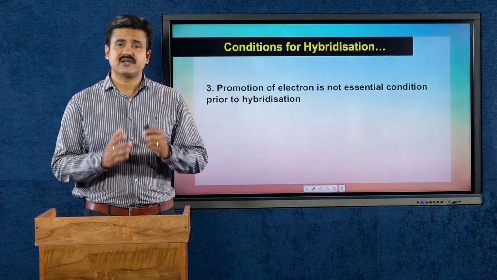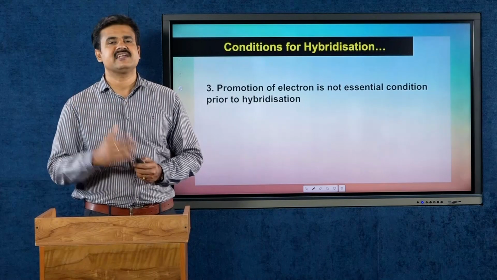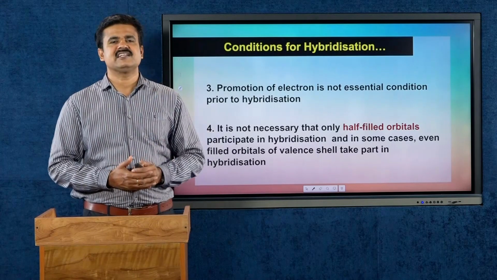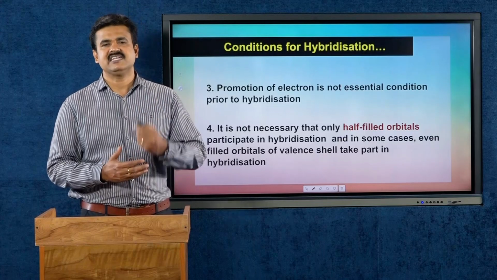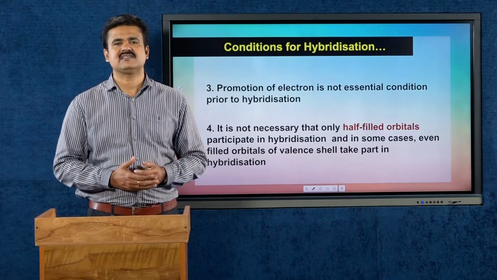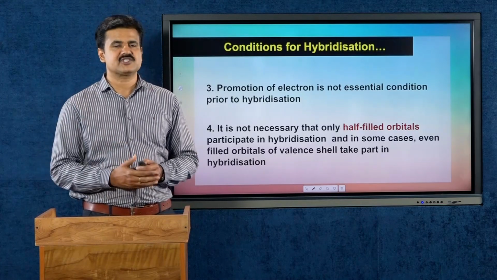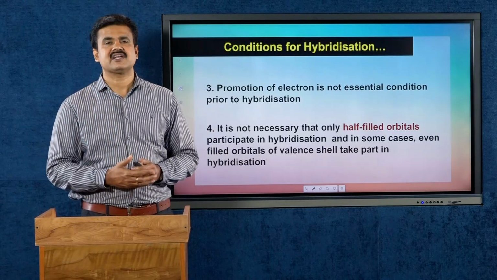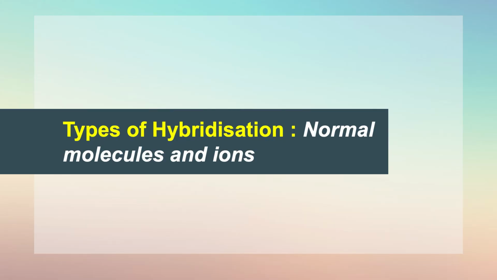This is the third condition for hybridization. Promotion of an electron is not an essential condition prior to hybridization. That means electronic excitation is not a mandatory condition prior to hybridization. It is not necessary that only half-filled orbitals participate in hybridization, and in some cases even filled orbitals of the valence shell can also take part in hybridization. In certain rare cases, for example in coordination complexes, vacant orbitals can also undergo hybridization, and these are various important conditions for hybridization. Now we are discussing types of hybridization present in normal molecules and ions.